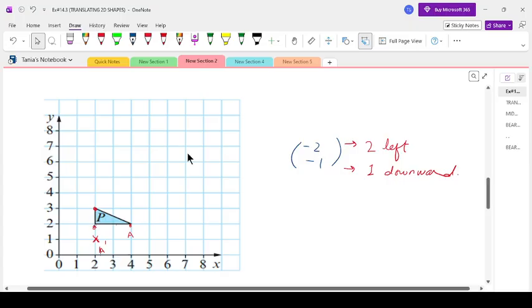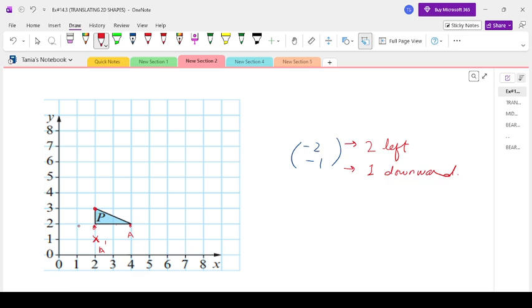Now we have to drag this point 2 to the left, 1 and 2, and 1 down. So this will be the translated point. If this is B, that will be B dash. Then this point is 2 to the left, 1 and 2, and 1 down. So this must be the translated shape. It must be here. So we have translated this shape from this place to this place.